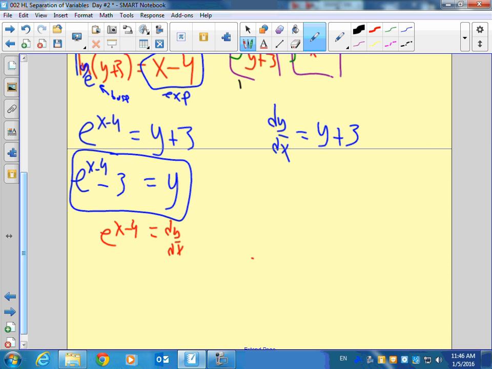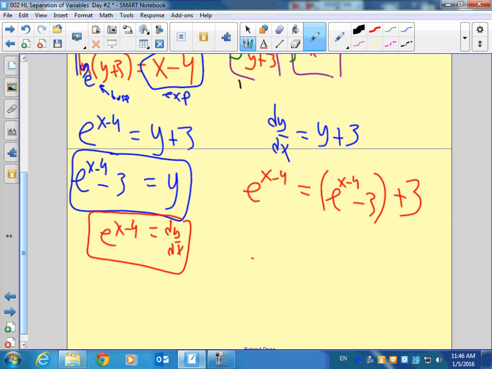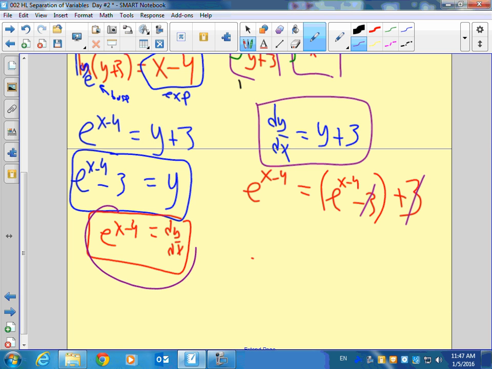Okay. Now, we're saying here that dy/dx of this function is e to the x minus 4. So is e to the x minus 4 equal to y, which is e to the x minus 4 minus 3, plus 3? Is that a true statement? Come on, that's amazing, right? These cancel out. e to the x minus 4 equals e to the x minus 4. That's the only function that exists that makes this true. And something as simple as this has a y that has an e to the x minus 4.